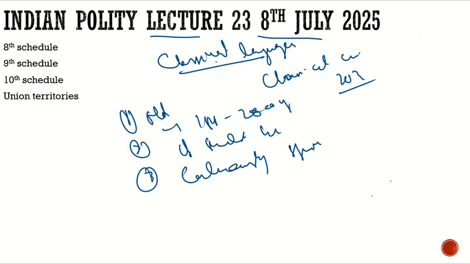First, it should be old. How old? 1500 to 2000 years old. It should have its own script. So these are a few criteria for a language to be added as a classical language.